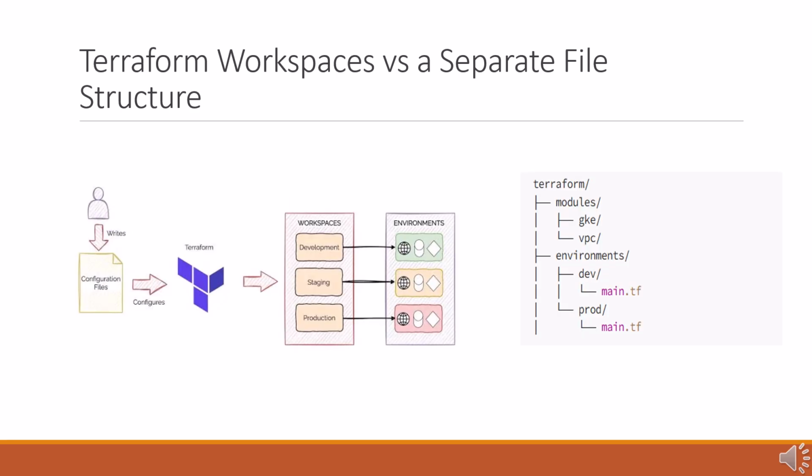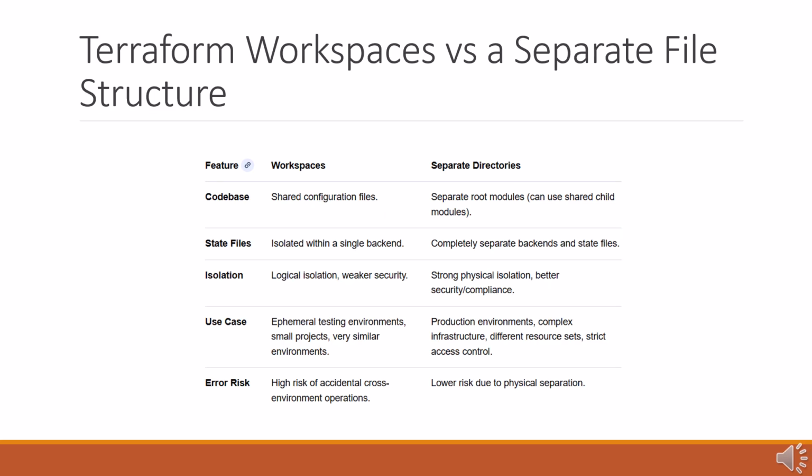This is a classic debate. Workspaces are built in and allow you to use the exact same code with different state files. They are great for managing different instances of the same thing, like testing a feature branch. However, for production environments, most lead engineers prefer a separate directory structure, using something like Terragrunt or just plain folders. Why is a separate directory structure recommended in production environments?